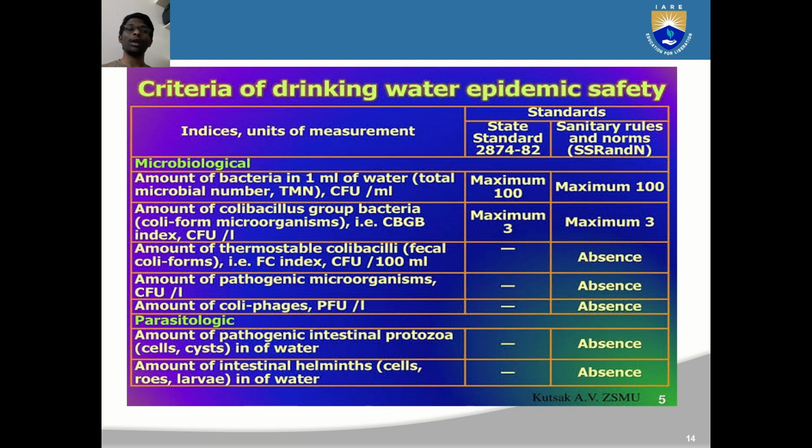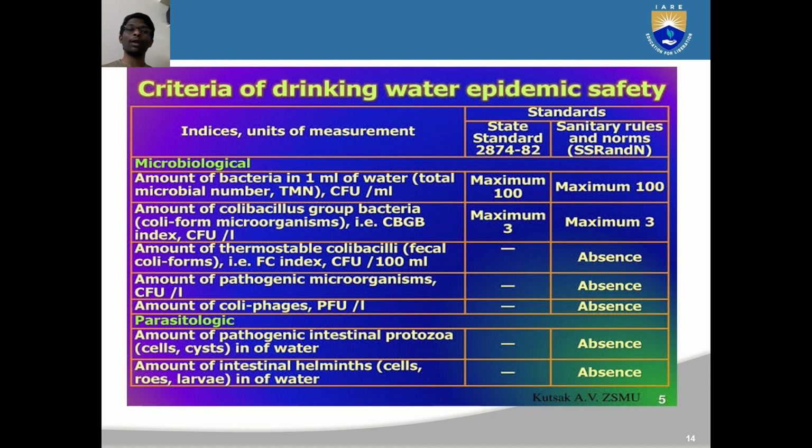The table below indicates the criteria of drinking water epidemic safety. Indices, units of measurement, standards: State Standard 2874-82 and Sanitary Rules and Norms, SSR and N. Microbiological indices: amount of bacteria in 1 milliliter of water. Total microbial number, TMN, CFU per milliliter: in the state standard, the maximum is 100, and in sanitary rules and norms, SSR and N, the maximum is 100.